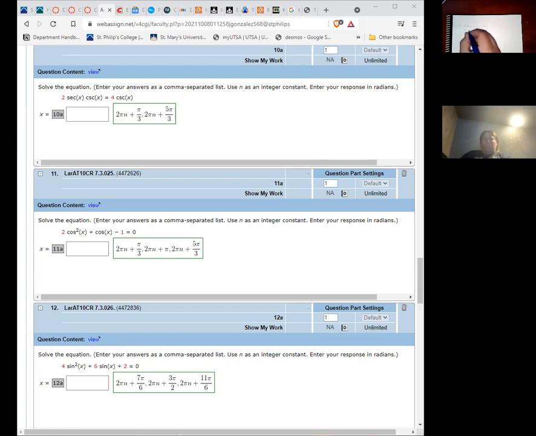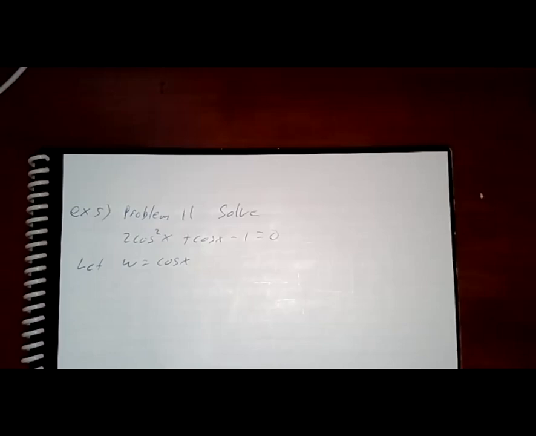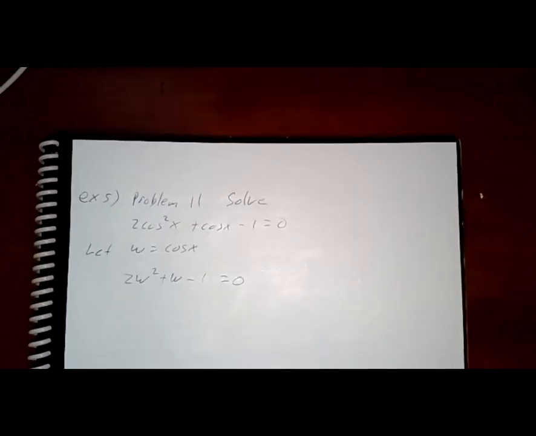Okay, so 2 cosine squared x plus cosine x minus 1 is equal to 0. So what I want you to do is pretend that w is equal to cosine x, just for a moment. So that would mean that we have 2w squared plus w minus 1. This is easier to factor, right? This should look very, very familiar.